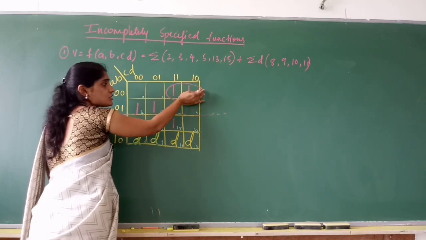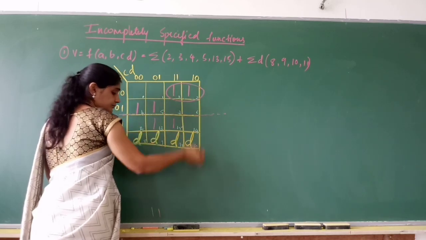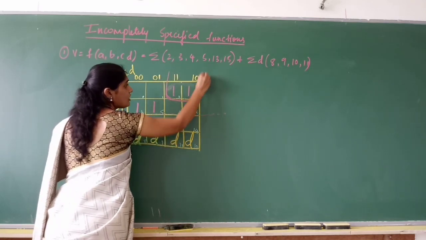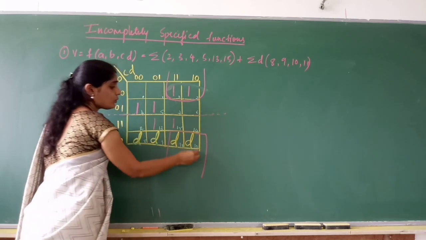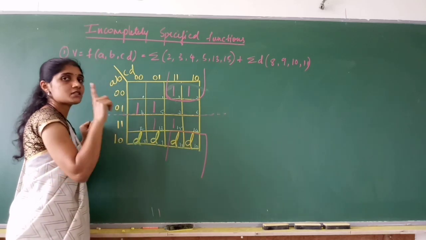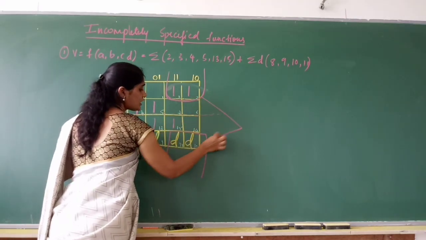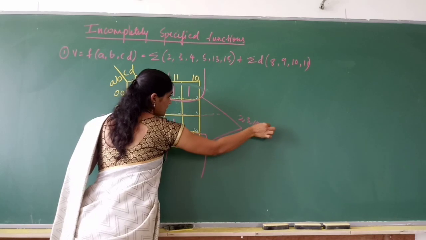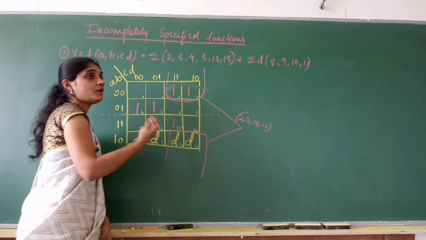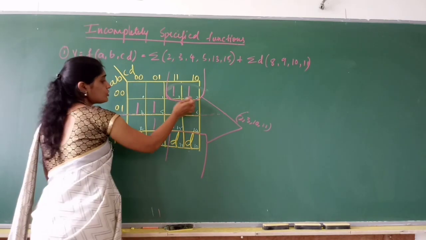So instead of making a group of 2 cells, 2 and 3, I will group 2, 3 along with 10 and 11. Now I will make use of don't care terms. How will I make use? I will treat these don't care terms as min terms and I will try to group. If I didn't have don't care terms here, I would have grouped 2, 3. But since I have don't care terms adjacent to min terms, just use the don't care terms and group. So 2, 3, 10, 11.